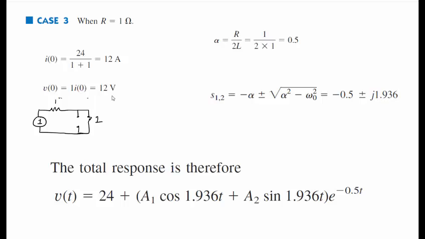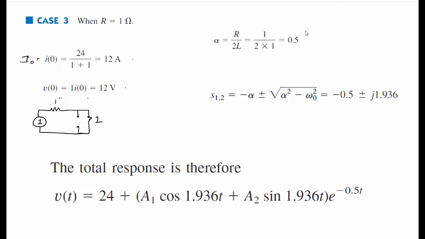And so we have to find the initial conditions. The initial current is now 24 volts divided by 2 ohms. We get 12 amps. And the voltage between these terminals, where the capacitor is sitting open, is now I times R, which is 12 volts.